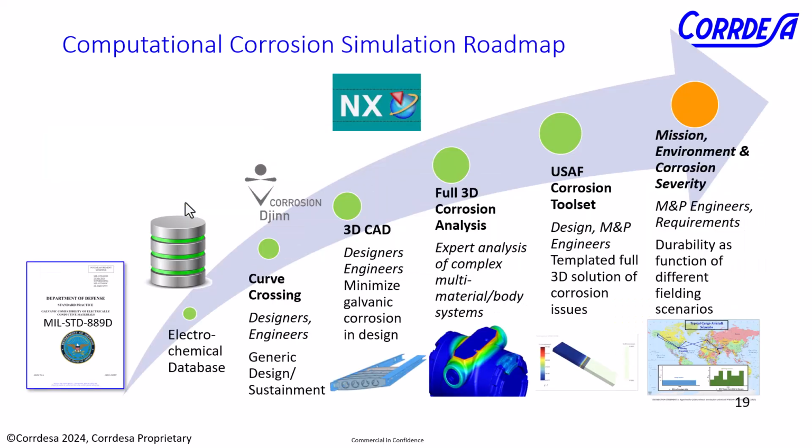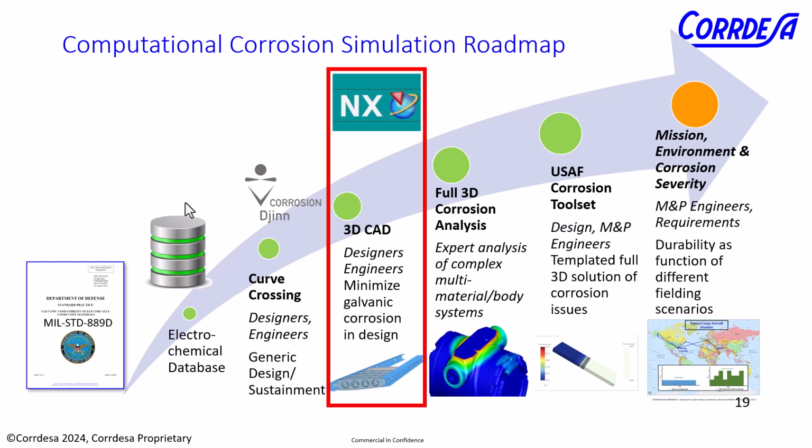So now the standard has been changed, it demands the polarization data, and there's a lot more we can do with that polarization data. So we have our electrochemical database, and what we did there was the curve crossing, essentially using mixed potential theory. The intersection of those polarization curves will give you that corrosion rate.